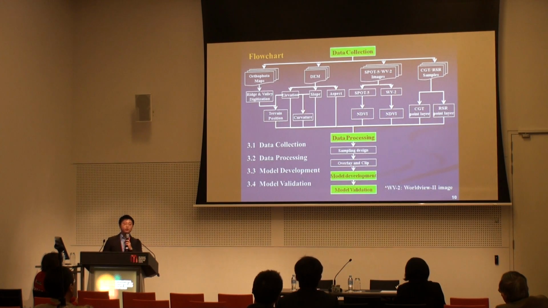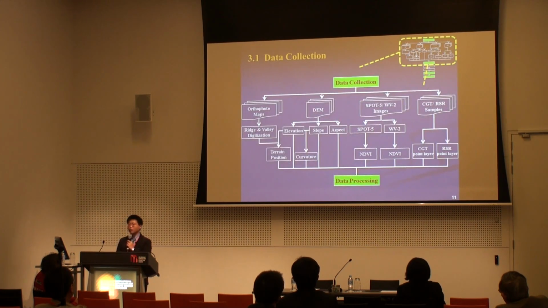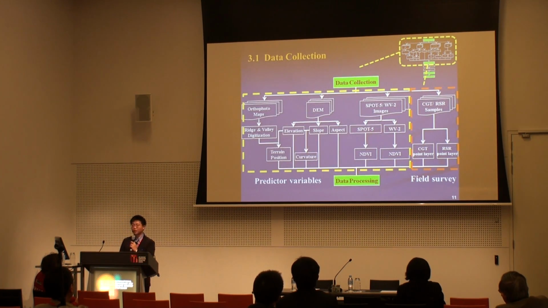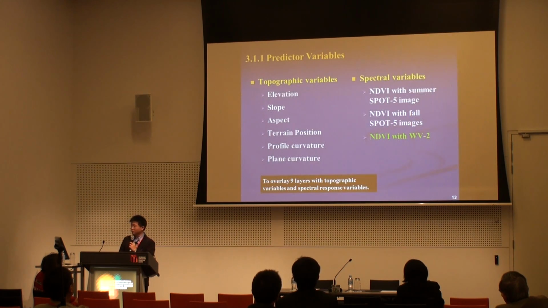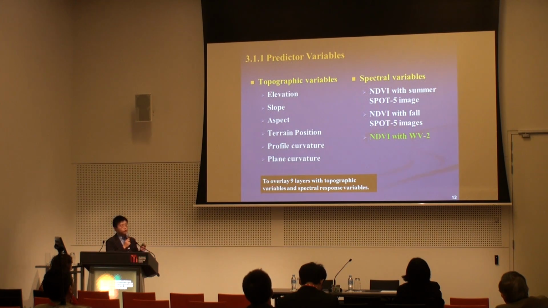And then I'm going to talk about the flowchart of this study. First, concerning data collection, we collect the predictor variable layers and the species position layers. The topographic variables we generate using the DEM, including elevation, slope, aspect, terrain position, and the profile and plane curvature. And we use the SPOT-5 and WorldView-2 images to generate the NDVI.